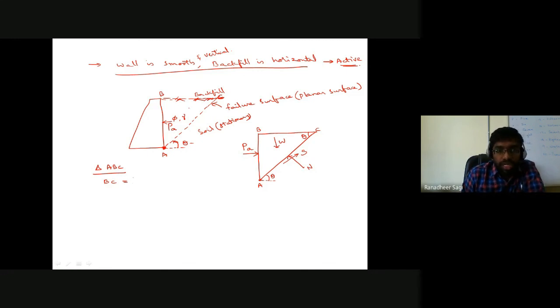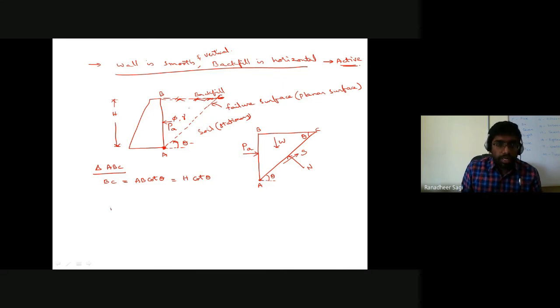If I'm writing BC in terms of AB, first I can write tan theta. Opposite side is AB, adjacent side is BC. So if I rewrite BC, I get it as AB into cot theta. AB is the height of the retaining wall, so H into cot theta. This H indicates the height of the retaining wall.